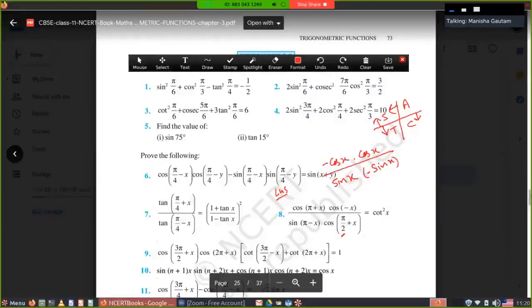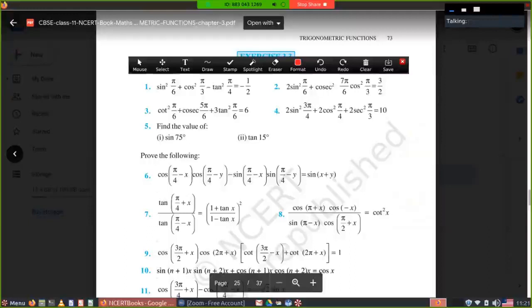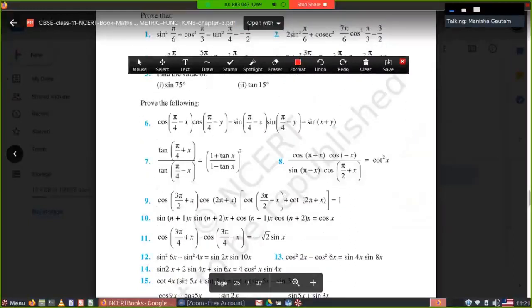So the minus sign cancels the other minus sign, and cos square x upon sin square x, you are getting cot square x. This is the right hand side. You can do question number 8. Try to do the questions.